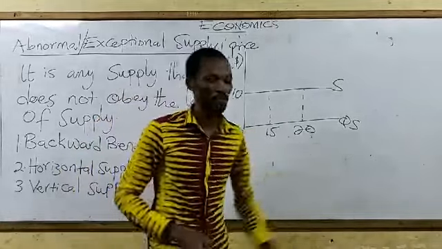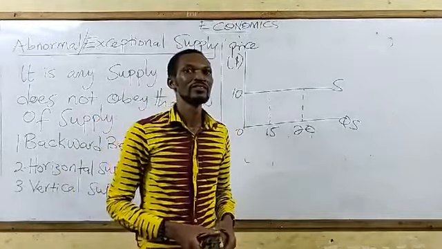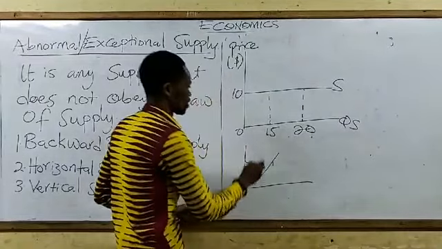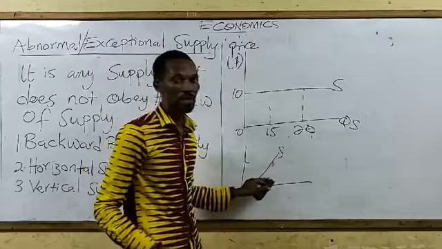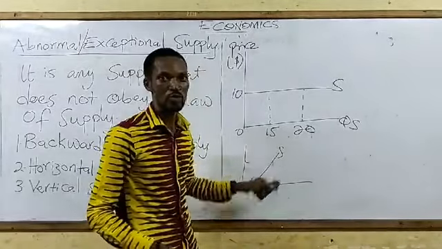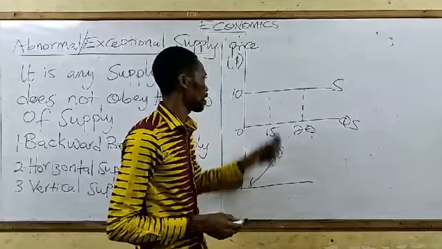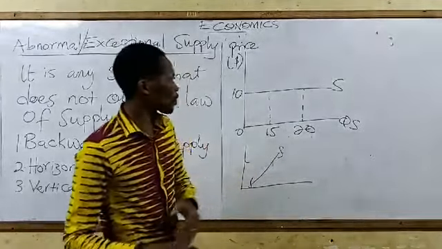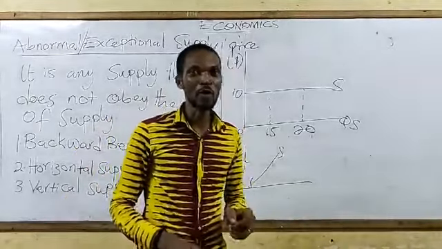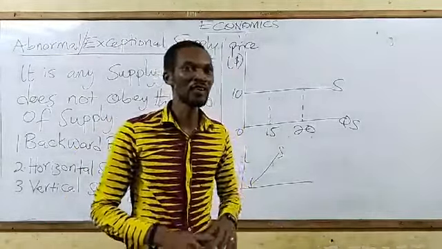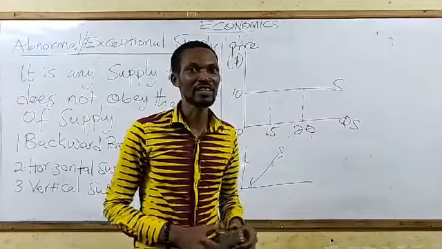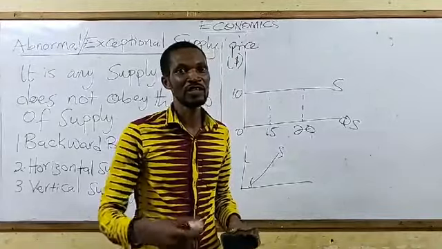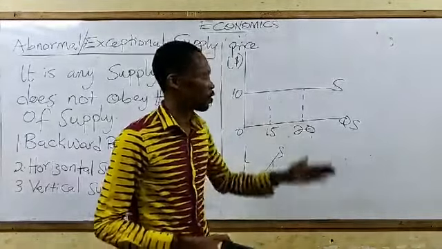So this is the curve. You see that it's horizontal? It is not upward sloping. This is the normal. This is disobeying this law. So it's also an abnormal or exceptional supply, this particular one. And it's horizontal. So what is horizontal? Sometimes it is called perfectly elastic supply. We have not done elasticity, so I don't want to mention that. I don't want to emphasize it too much. We'll call it horizontal supply.